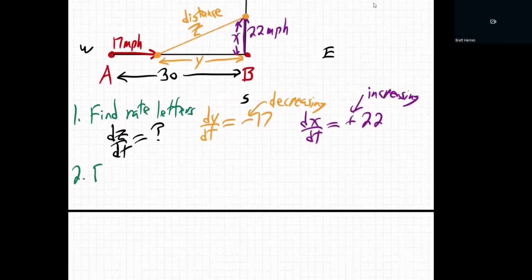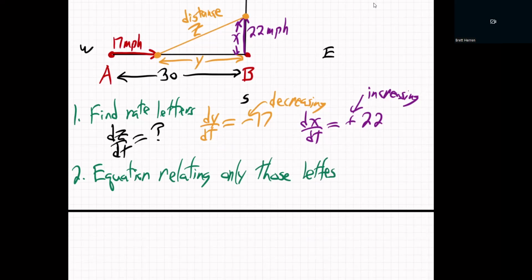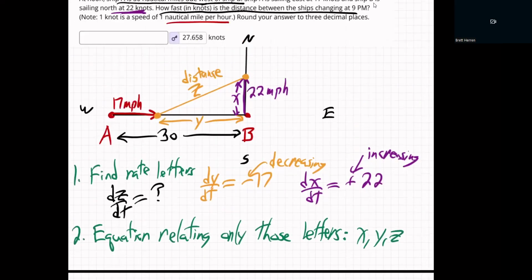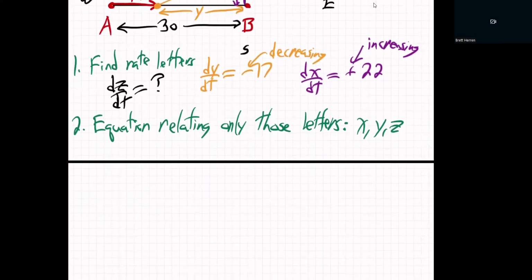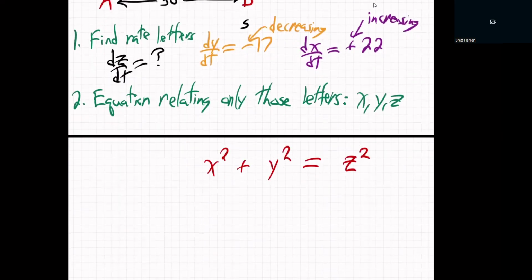Step two, write an equation relating only those letters. You can use other numbers, but no other letters. That's X, Y, and Z, just the rate letters. Well, that's pretty easy, right? That's obvious. X squared plus Y squared is Z squared. Our friend, the Pythagorean theorem, right? So X squared plus Y squared equals Z squared. There's our equation relating them.